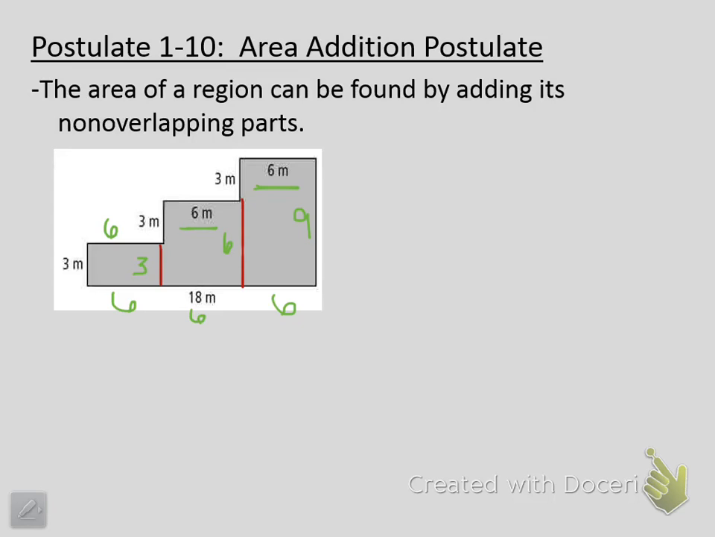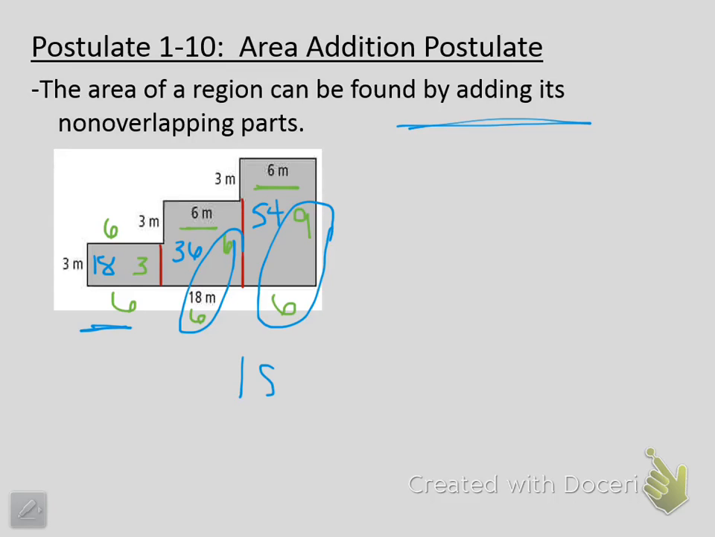Okay, so a rectangle, it's the base times the height. So this first one here is 6 times 3, so we get 18. This other one here is going to be 6 times 6 to get 36, because we're multiplying our base and our height. And this one here is 9 times 6, which is 54. Okay, so then we can add all its non-overlapping parts to find the area of the total figure. So 18 plus 36 plus 54.